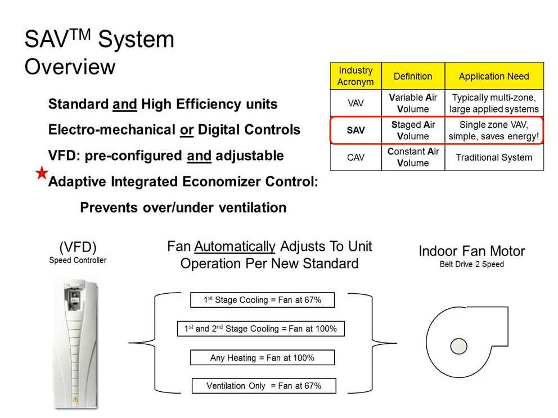So the way we're doing it right now is that if you have heating on, you get full airflow. If you have 2 stages of cooling on a 2-stage system, you get full airflow. If you only have 1 stage of cooling, we cut your airflow down to about 67%.